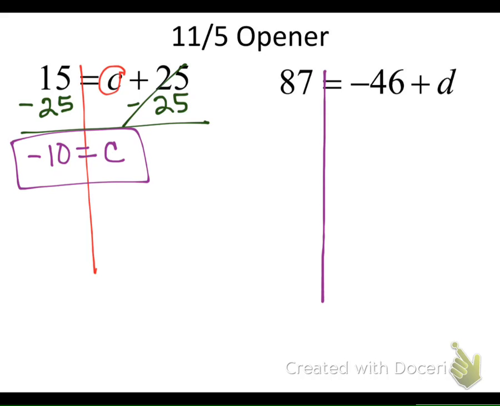So let's do this one. You're going to circle your variable, right? Now, how do I get the variable by itself? Whatever I do to one side, I do to the other side. The minus 46 and plus 46 are going to cancel out and equal 0, so we don't need to bring that 0 down. But what do I need to bring down on my right side?